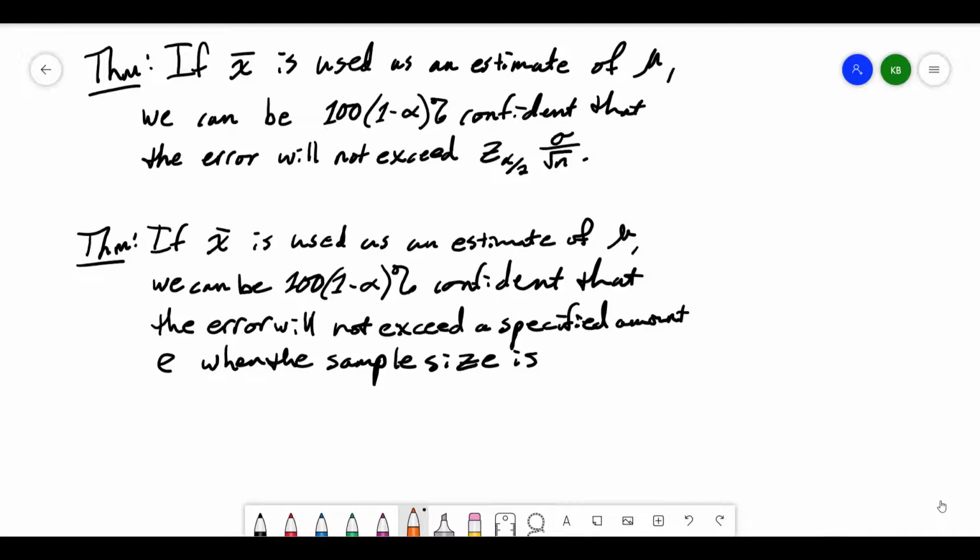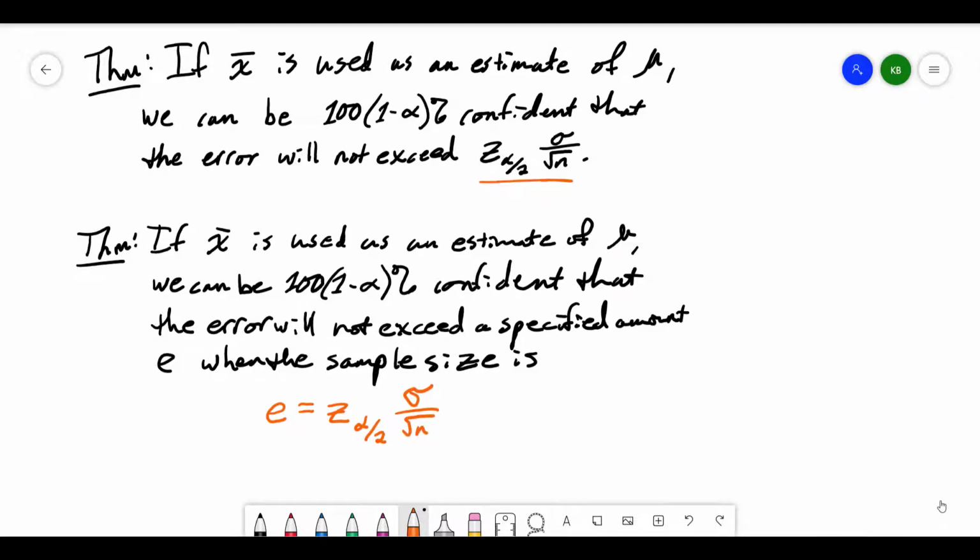Now, there's another theorem that is basically a direct result of that. It's the same idea. We're going to use the sample mean. It's used as an estimate of the population mean. And we can be whatever % confident that the error will not exceed a specified amount E when the sample size is. Now, the way that this is found is E is set equal to this part from Theorem 1 that I know the error won't exceed. So z sub alpha divided by 2 times sigma divided by the square root of n.